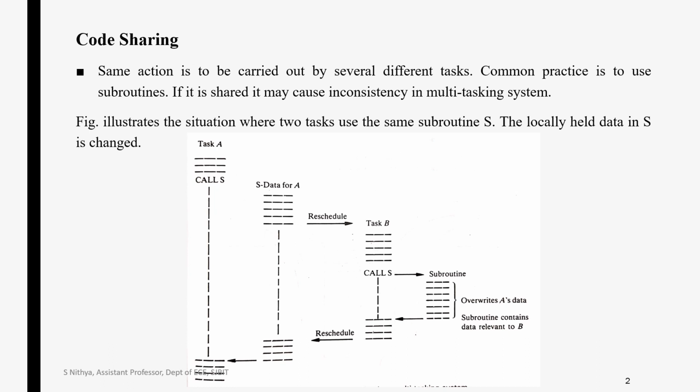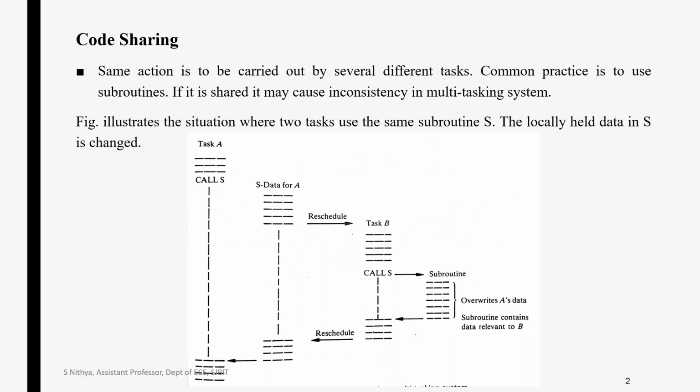So it is executing the subroutine program, with the subroutine data for A's program. It keeps on executing the subroutine program. Once it is completed, control returns to the next instruction and it keeps on executing task A. At the same time, while it is executing the subroutine program, task B starts executing.